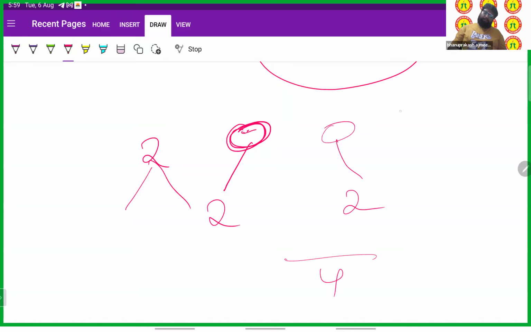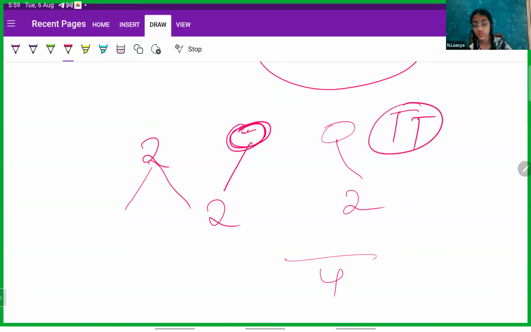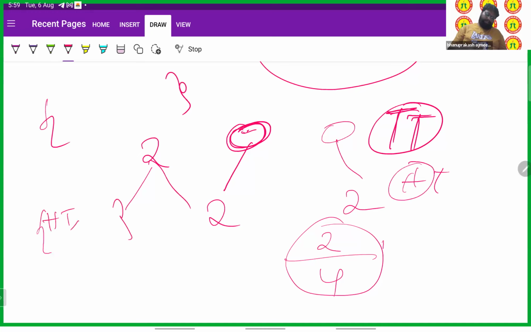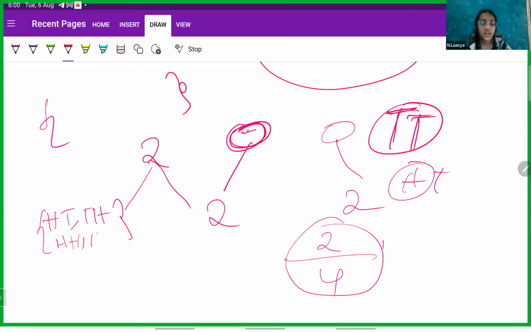Suppose I tell you how to get head or tail. If I tell you tail, then it will be 2 by 4. Yes, sir. Even if it is 2 tails, you'll get 2 by 4. That's the probability of getting 2 tails. Head and tail also 2 by 4. So throwing 2 coins, what is the total space of an experiment? Head tail, tail head, head head, and what is the other chance? Tail tail.